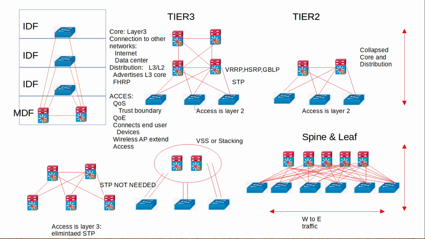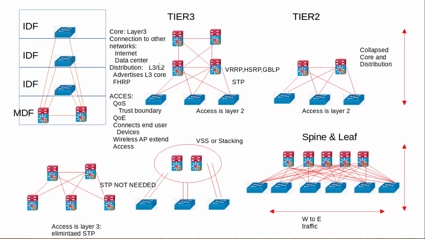The access layer is the point where you will be connecting your end users and your end user devices. You can also connect wireless, which will extend the access layer into the wireless realm. Your access layer is also considered to be the quality of service trust boundary, or your quality of experience layer.